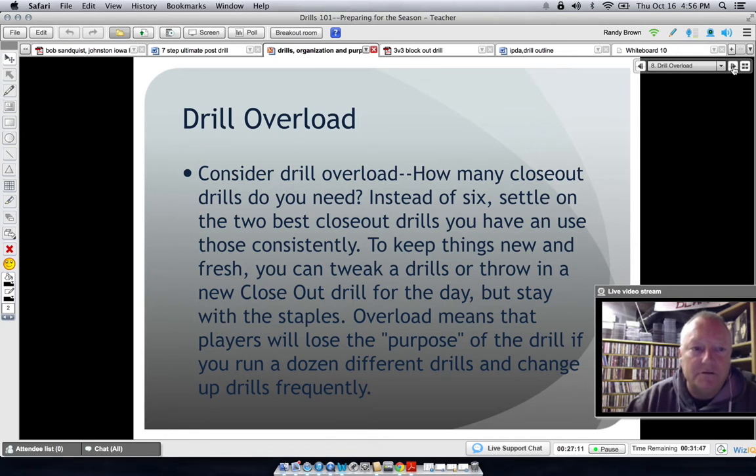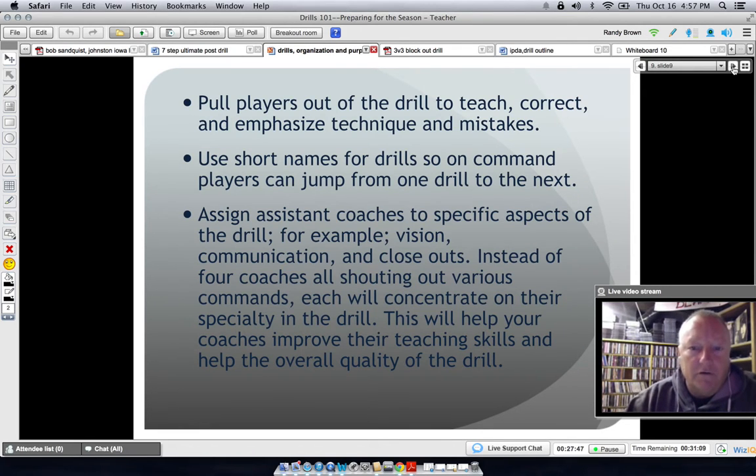You can trick them into all kinds of different things, and they're going to say, oh, this is a really cool drill. Well, it's really the one we've been running every single day. It just starts from a different side of the floor. So keep that in mind. So overload means that players will lose the purpose of the drill. If you do nothing but throw dozens of drill after drill after drill, changing drills up all the time, it'll confuse you, it'll confuse your staff, and it'll confuse your kids. So I really want to challenge you to stay away from drill overload.